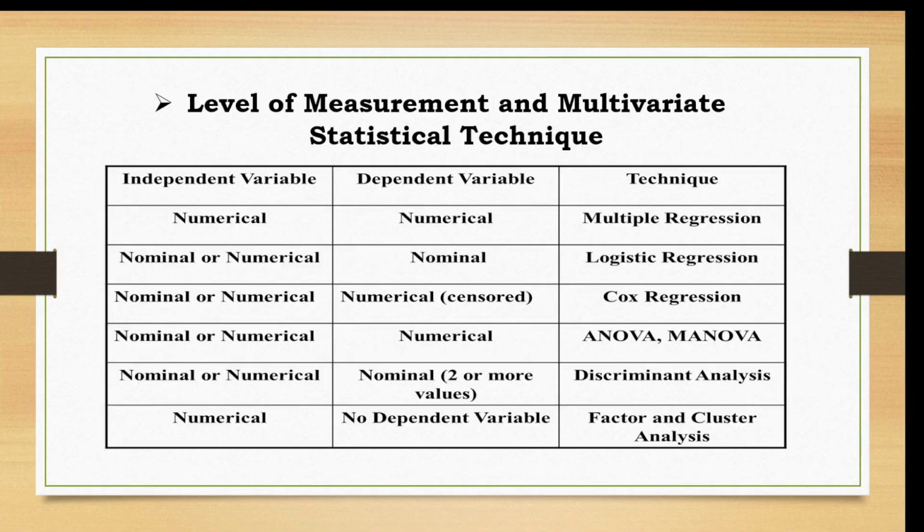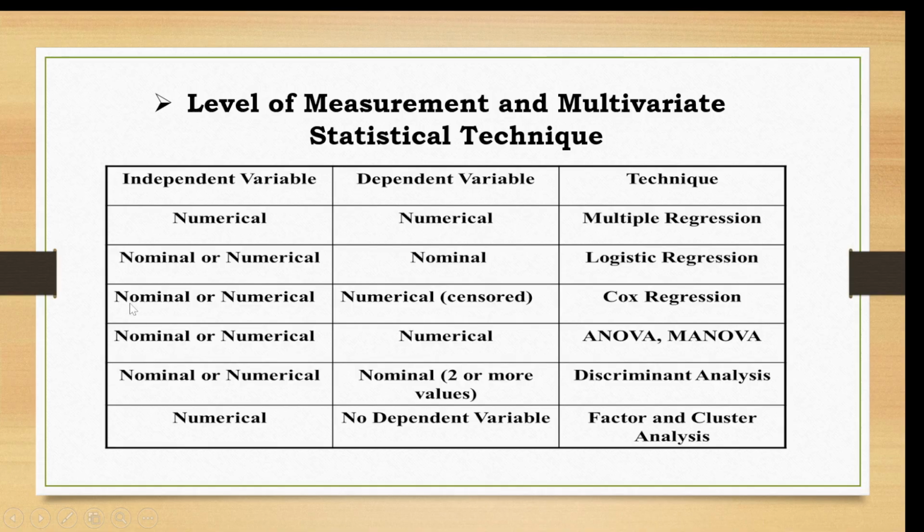Level of measurement and multivariate statistical technique is really very important. For example, here you have independent variables and dependent variables, and then the technique that we are going to use. If your independent variable is numerical and the dependent variable is numerical, what do you use? We use multiple regression, or you can use binary regression, all the same. And when your independent variable is nominal or numerical, that is categorical or numerical, and the dependent variable is nominal, you can use logistic regression. We're going to look at all these types of tests.